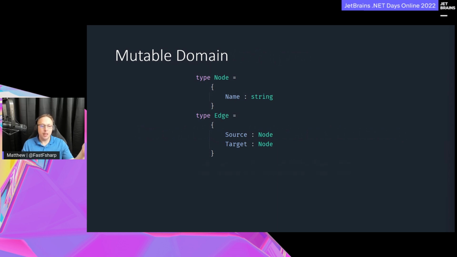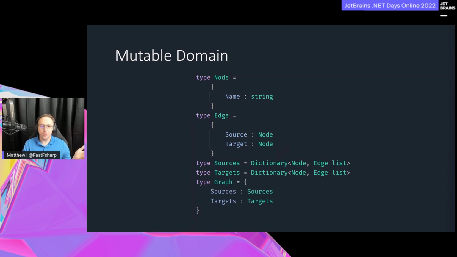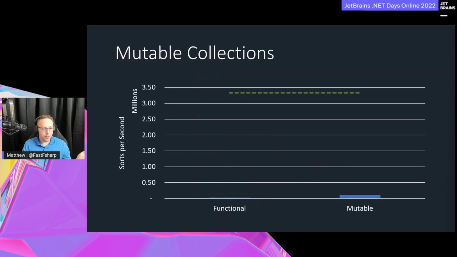Nothing has changed. But sources and targets are now using a dictionary instead of a map. I'm going to have a faster lookup using the dictionaries than I would have had using the map. And graph hasn't changed. I benchmark this. I'm at 0.1 million sorts per second. I'm 4 times faster, but I'm still a long way off. Fortunately, the talk is not over.